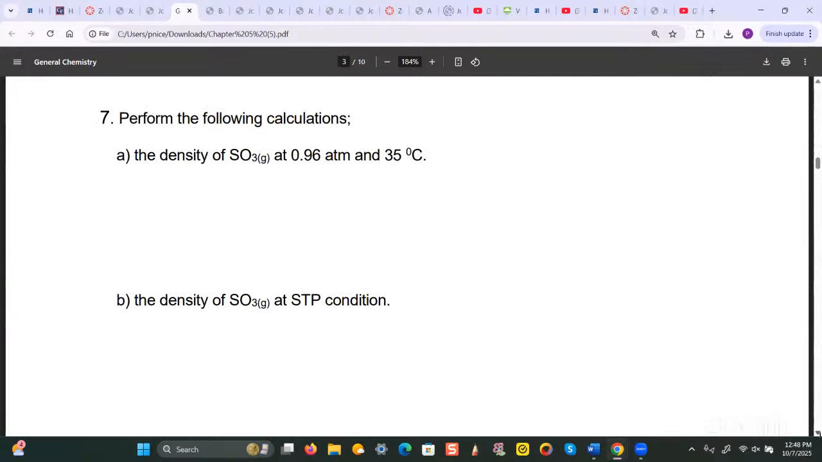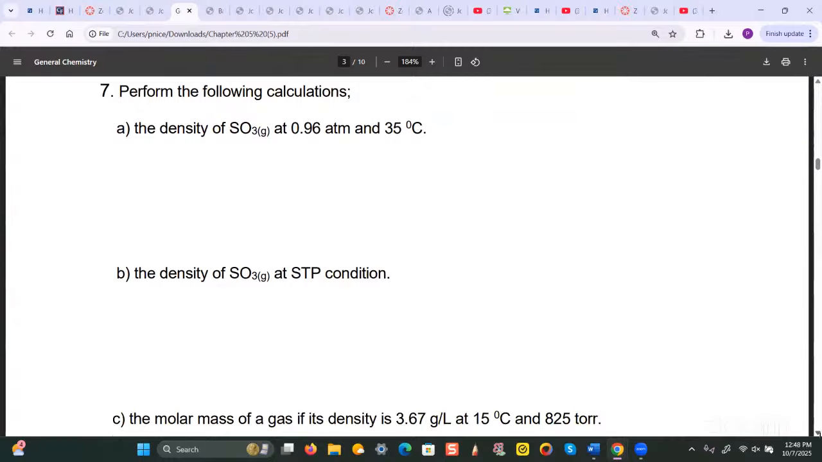Okay, perform the following calculations. And the first one is to find the density of sulfur trioxide at 0.96 atmospheres and 35 degrees Celsius. So what equation comes to mind for this question? There's an equation that you can use to calculate the density. We derived it, right? What's that equation?